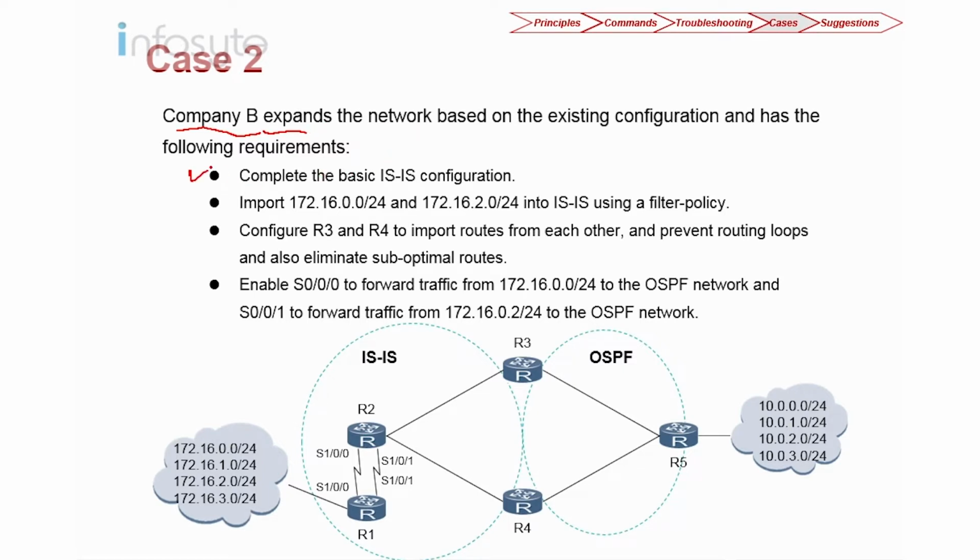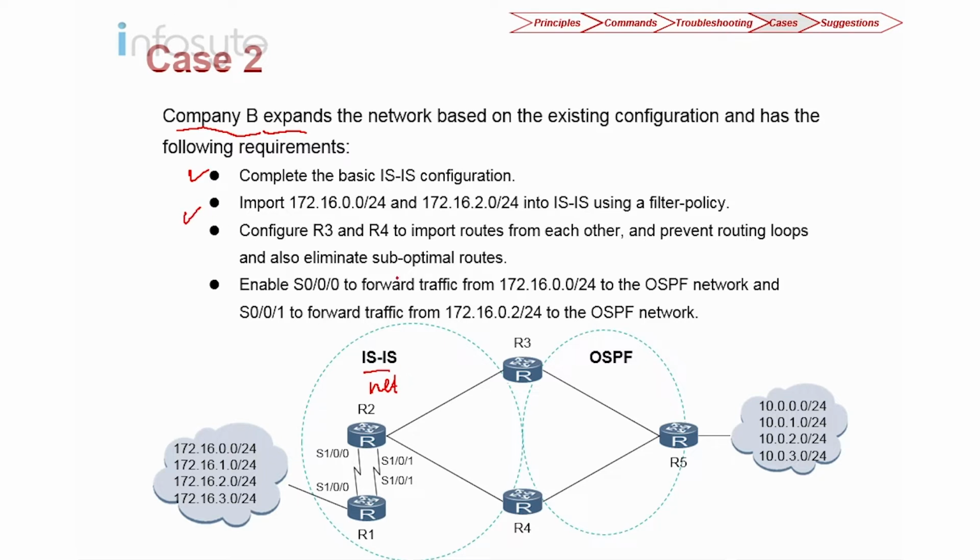Firstly, we are going to complete the basic ISIS configuration. As you can see, R3 and R4 are the routers that run both ISIS and OSPF. So here we are going to configure ISIS, starting with the network ID.